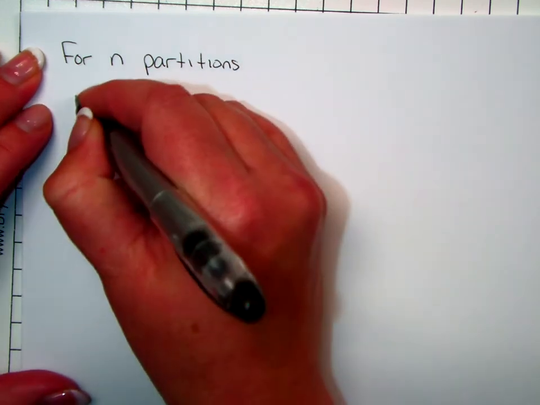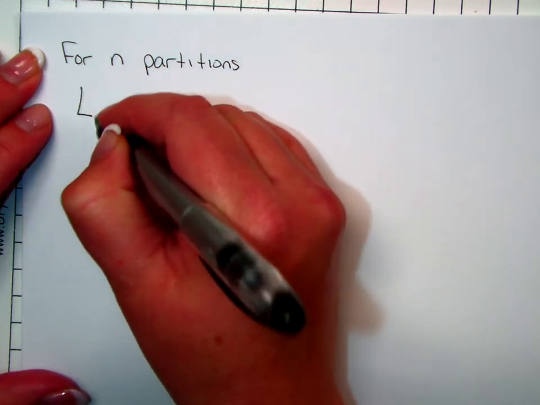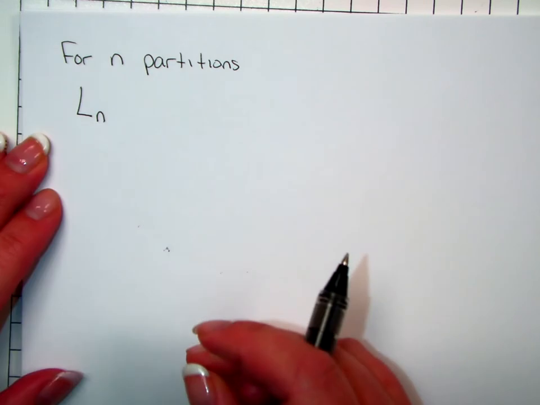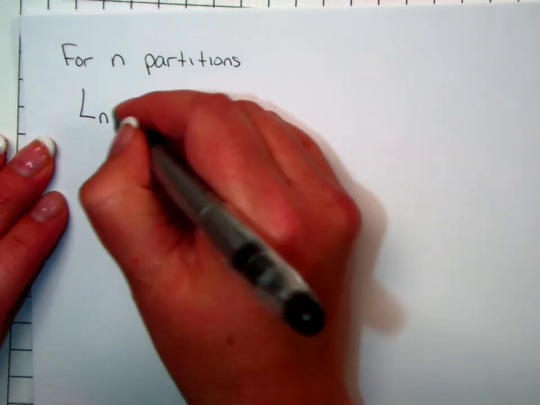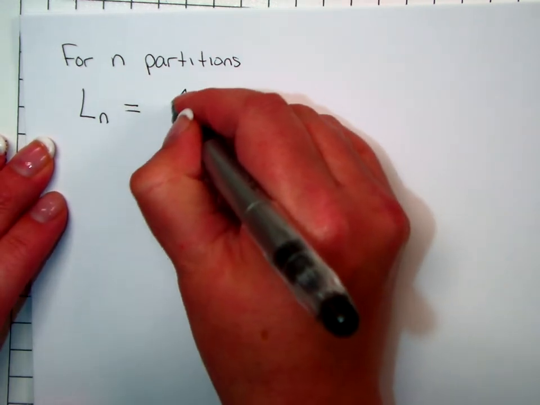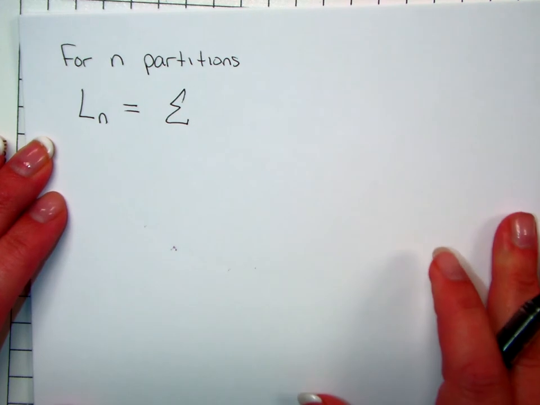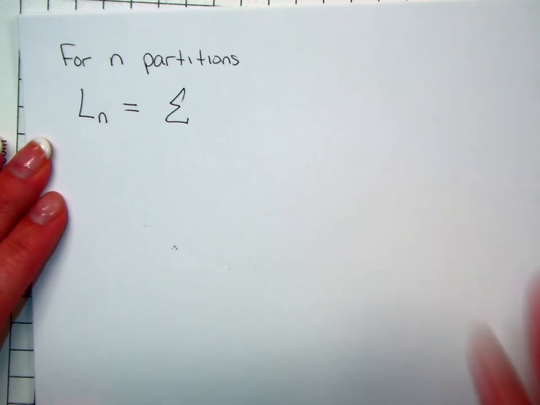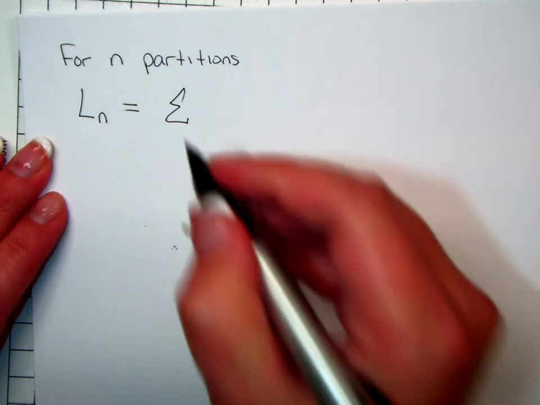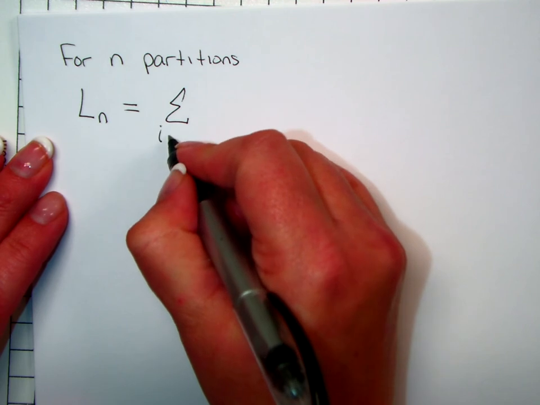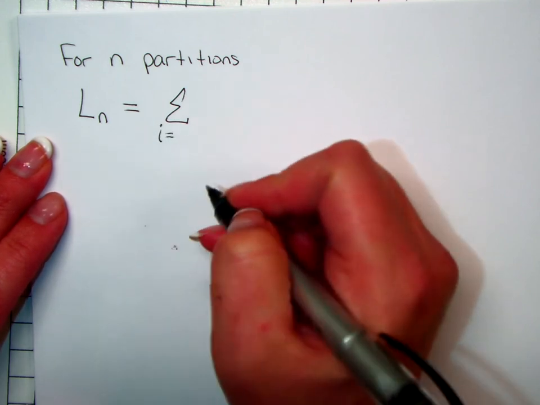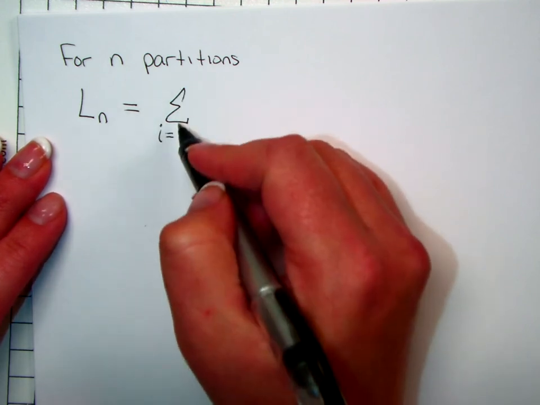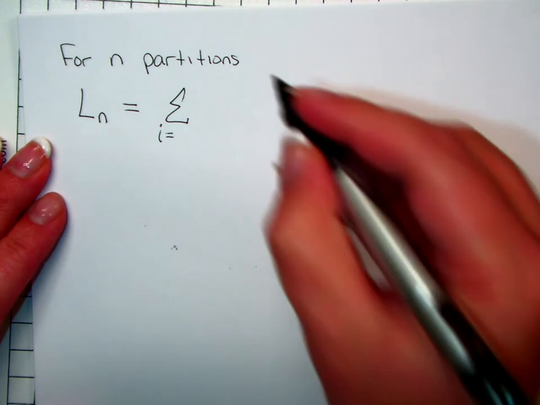So I'm going to do a left-hand endpoint with n partitions. So I'm going to do a subscript of n here. We're going to do a summation, a sigma sum. And that sum is going to start at i equals something, and it's going to go to something else. We're going to talk about how to figure that out.